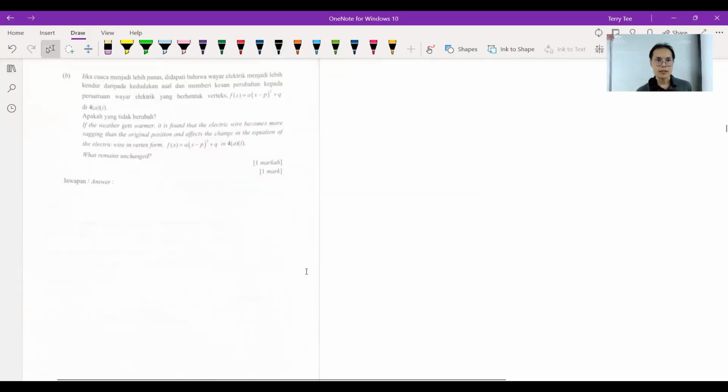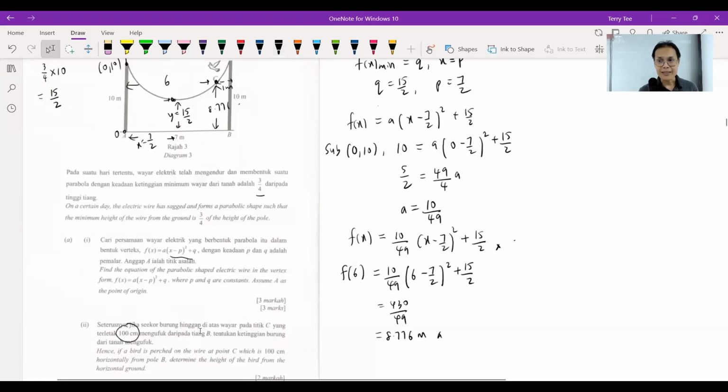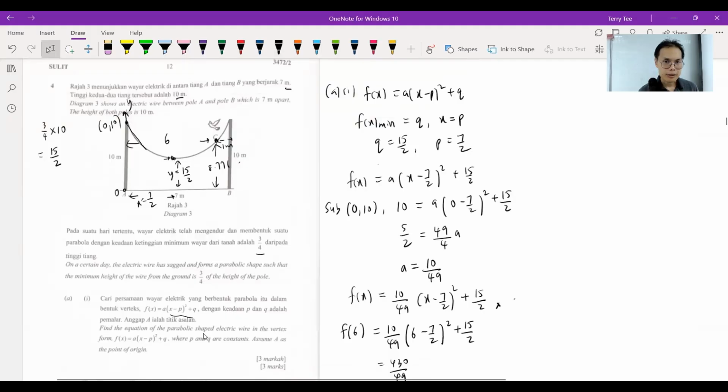Now next, let's look at the last part. Jika cuaca menjadi lebih panas, dapati bahawa wayar elektrik telah menjadi lebih kendur daripada kedudukan asal dan memberi kesan perubahan kepada persamaan wayar elektrik berbentuk vertex. Apa yang tidak berubah? So here's the thing: when the weather becomes hotter, the wire will actually sag downwards like this. It moves downwards a bit, right? When it's hot, it tends to expand. When it's cold, it tends to contract, right?